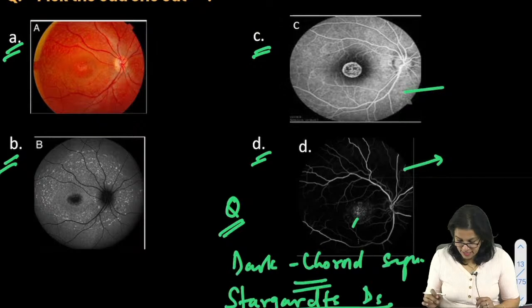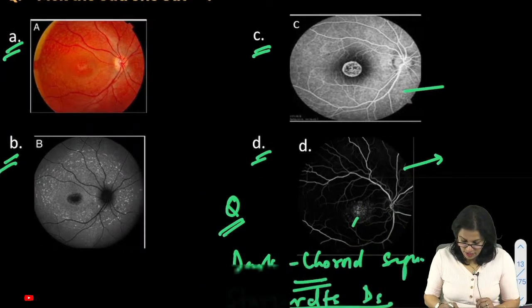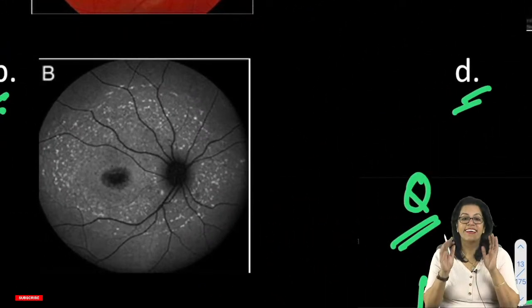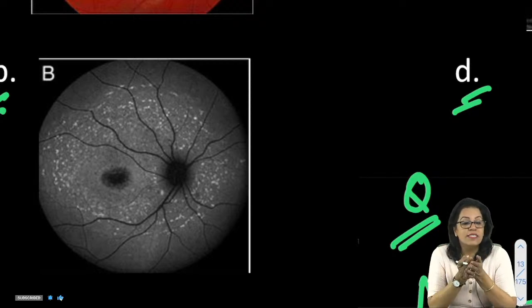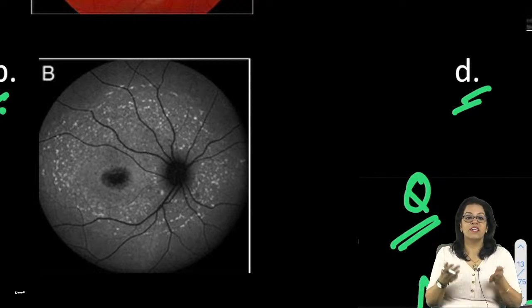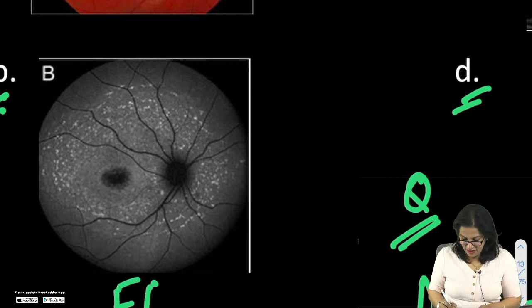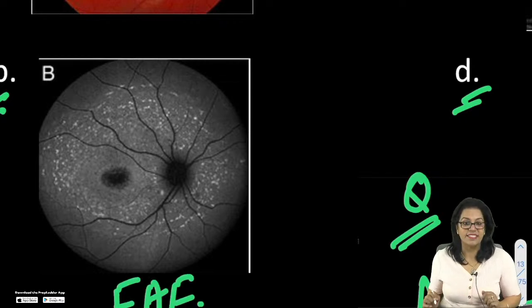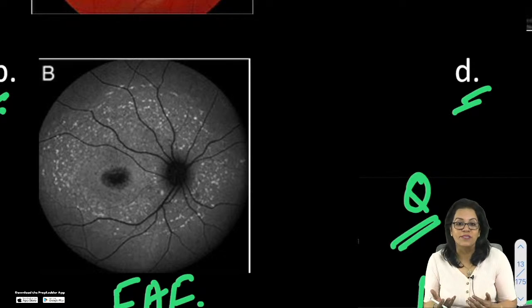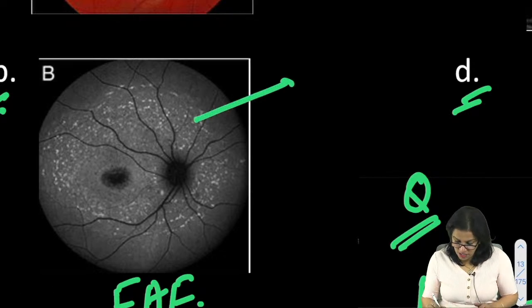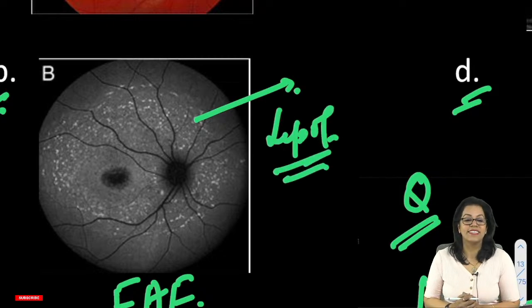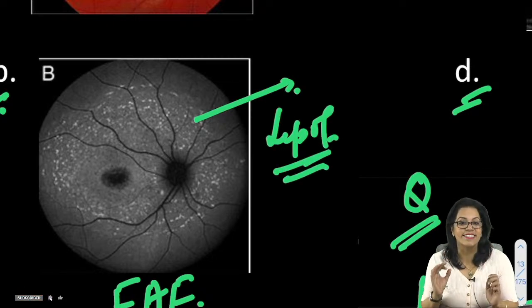Now come to the next. Look at this slide. Can you see any dye in the vessel? No. So this is not angiography. This is fundus autofluorescence, FAF, and lipofuscin has the capacity to autofluoresce. Similarly, drusen can autofluoresce. So these are just lipofuscin deposits seen in the autofluorescence. Again, it is typical of Stargardt's disease.